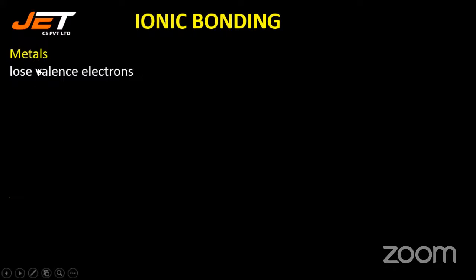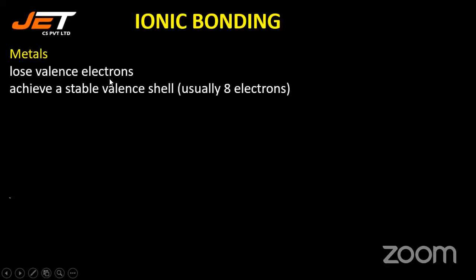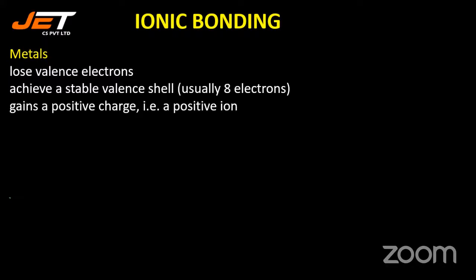Metals, remember, lose valence electrons to achieve a stable valence shell, usually 8 electrons. It gets a positive charge, that is a positive ion. I told you, someone who loses an electron will get a positive charge. So metals lose electrons, so they gain a positive charge. Like sodium, 2,8,1. Sodium is 11, right? Atomic number.